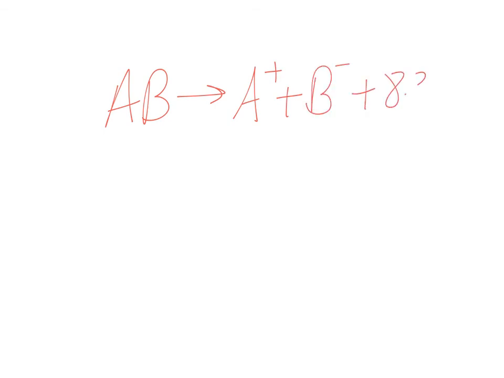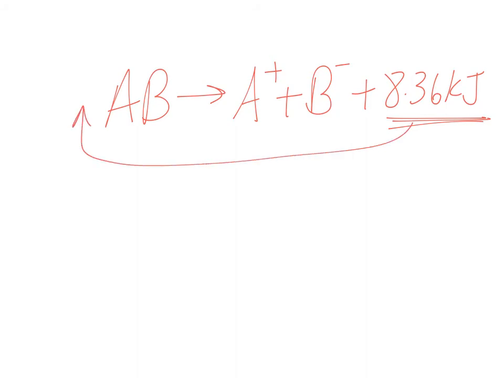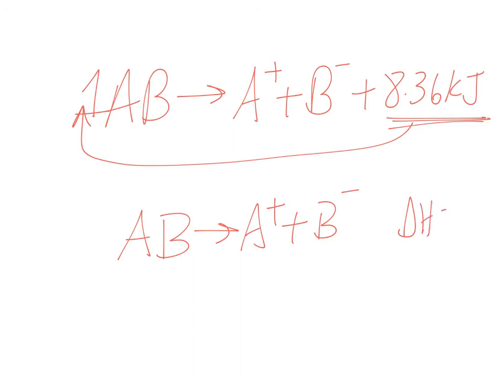So if I was to dissolve 1 mole of the AB, it would be exothermic and give off 8.36 kilojoules. So a lot of times you'll see that written like this: AB makes A plus B plus 8.36 kilojoules. And when you write it like that, that means this corresponds to 1 mole, because there is a 1 in front of that in the reaction. Sometimes you'll also see it written like this: delta H equals minus 8.36, and it would be kilojoules per mole.